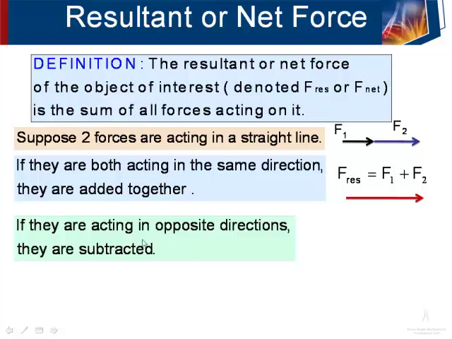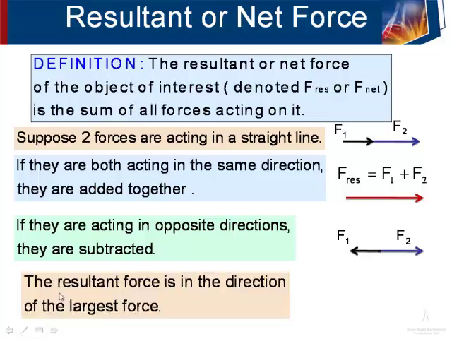Now, if they are acting in the opposite direction, they are subtracted. For instance, F2 in the forward direction and F1 in the opposite direction, we would then have the resultant force will be in the direction of the largest force. In this case, you can see F2 is larger than F1, so your F_res or resultant force will equal F2 minus F1, which would give us a resultant force in the forward direction.